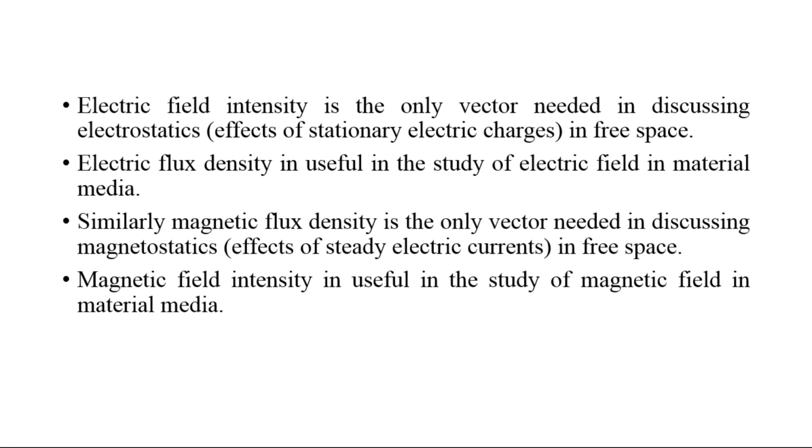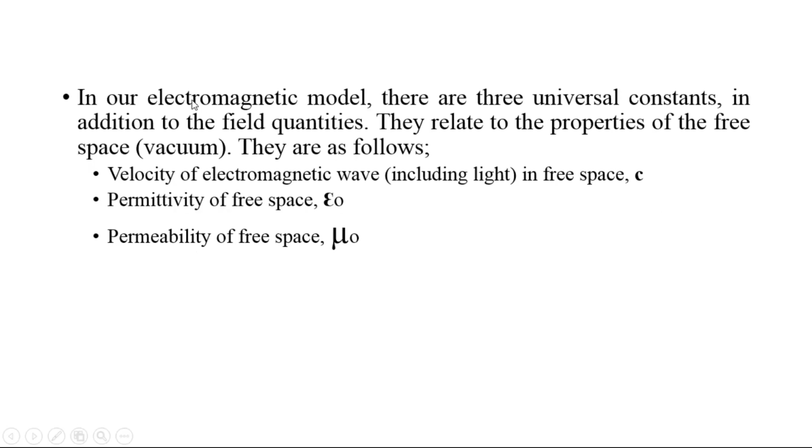So we talked about the source quantities, we talked about the field quantities. Now we will talk about the universal constants in electromagnetics. Remember that there are three universal constants in electromagnetics, in addition to the field quantities. Actually, they relate to the properties of the free space, and they are as follows. Now, what are those three constants?